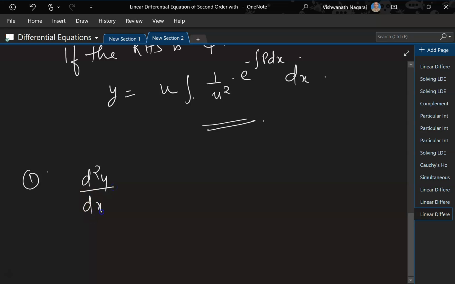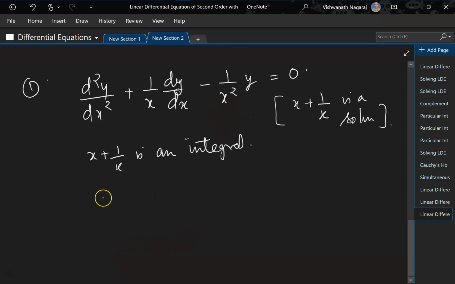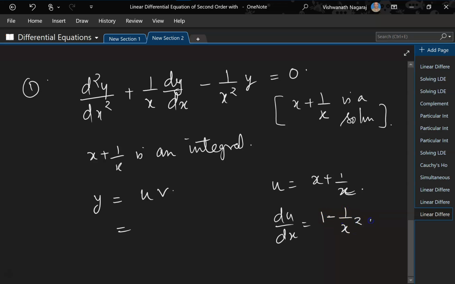So d2y by dx square plus 1 by x dy by dx minus 1 by x square y is equal to 0, and we are given that x plus 1 by x is a solution. Okay, so which means x plus 1 by x is an integral, right? So which means we can say y is equal to uv, where u is equal to x plus 1 by x, which means du by dx would be 1 minus 1 by x square.